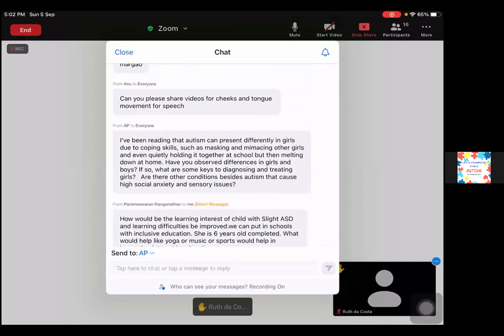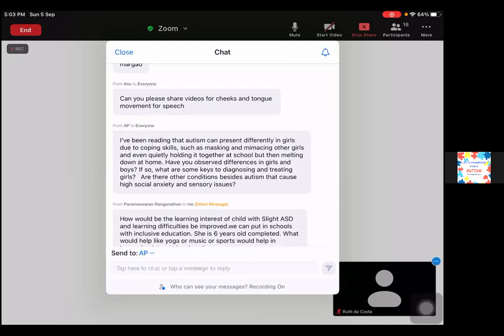The next question is, I've been reading that autism can present differently in girls due to coping skills such as masking and mimicking other girls, and even quietly holding it together at school, but then melting down at home. Have you observed differences in girls and boys? If so, what are some keys to diagnosing and treating girls? Are there any conditions besides autism that cause high social anxiety and sensory issues?